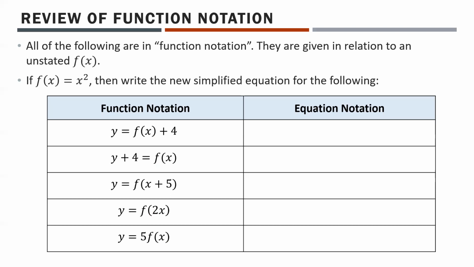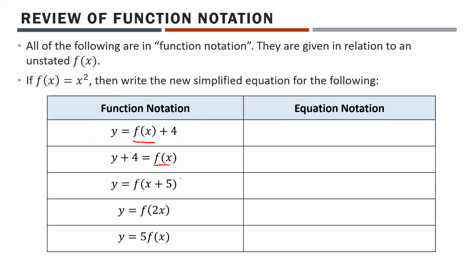So all of the following down here in this chart are in function notation. We say something like y is equal to f of x plus 4. It's based around this function f of x. If I just gave you this, you'd have no idea what I'm talking about. It's just saying y is f of x, but then plus 4, rather than just being f of x on its own, or y plus 4 is equal to f of x, or something, right?